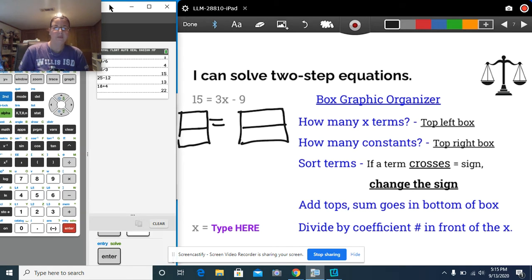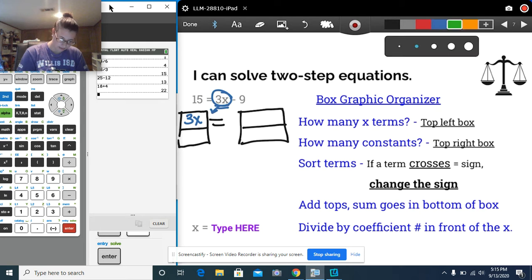Okay. So the first thing, I'm going to identify how many x terms we have. Well, we have 3 x terms. And that's how many boxes I need. And I'm going to put that over there. Next, I want to look and see how many constants. Well, in the constants, I have here and I have here. The constants go in the top right box. So there's 2 of them. I'm going to put 2 on the top.